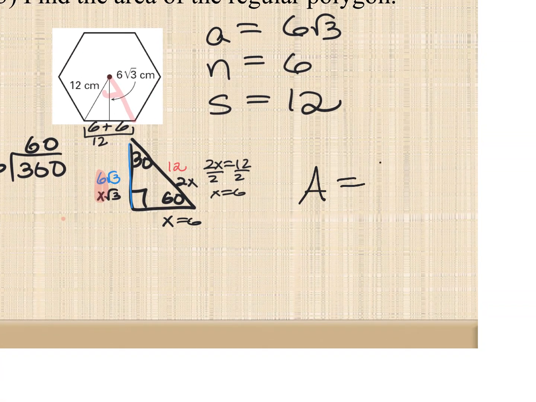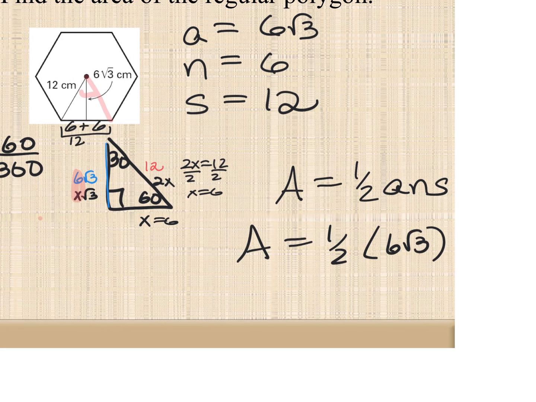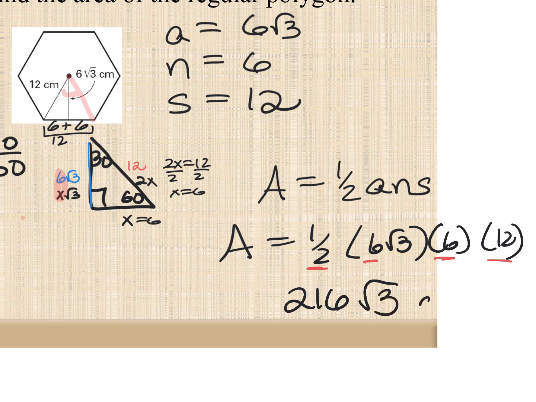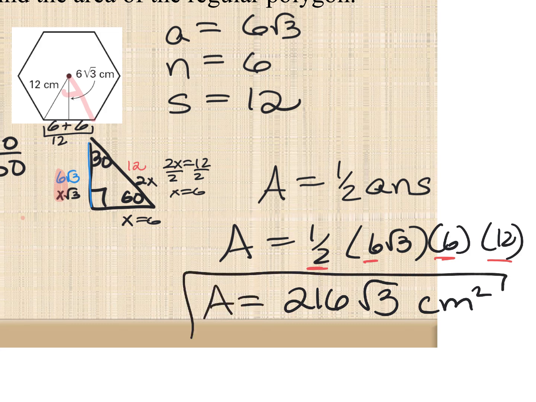So area is equal to 1/2 a n s, and we're leaving it in simplest radical form. So number of sides is 6, side length is 12. I'm just going to multiply 1/2 times 6 times 6 times 12, leave the radical 3 alone for right now, and I get 216 radical 3. And this was area again, so centimeters squared. And that's how you're going to leave your answer.